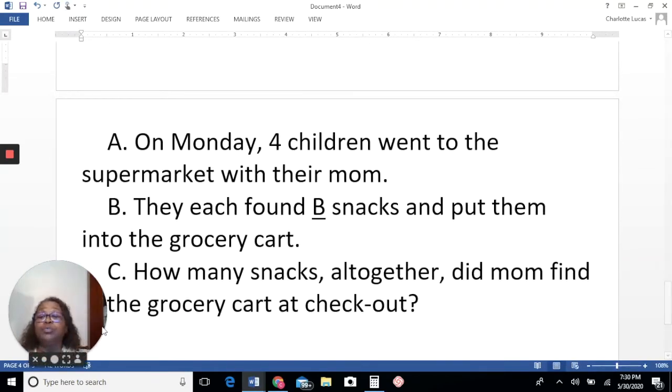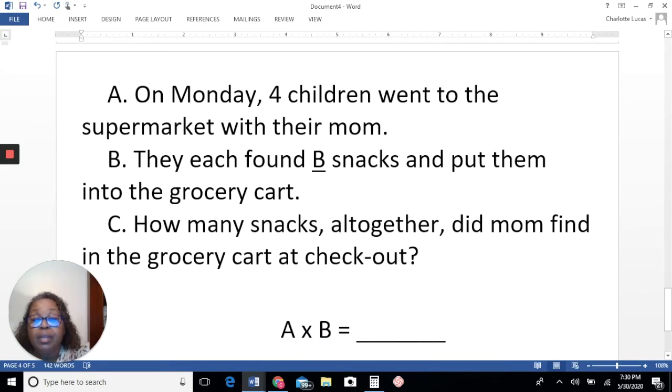So the parts would be A, B, and C. On Monday, 4 children went to the supermarket with their mom. That's part A. And that would be here.